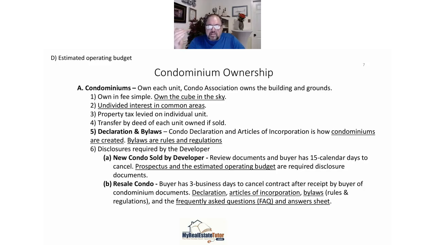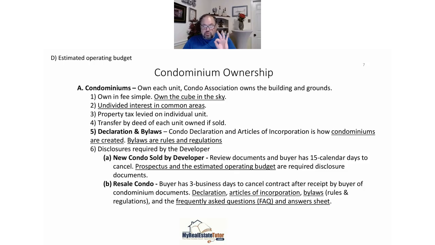Declaration and bylaws is what creates, the declaration is what creates the condominium. Bylaws are the rules and regulations. Now, if you look under 6A, new condominiums, okay, 15 calendar days, here it is right here. Prospectus and estimated operating budget are required for disclosure. Those are the two. Okay, the answer we had to select from, because there was no prospectus, is estimated operating budget. So they're going to have either one, or they may have both in the same answer. Okay, and it's a 15 calendar day. Okay, so we're talking about prospectus, estimated operating budget.